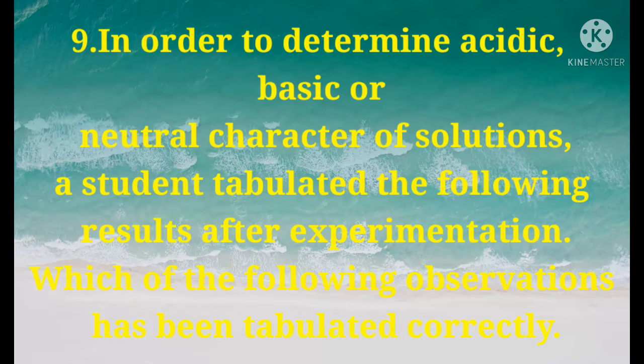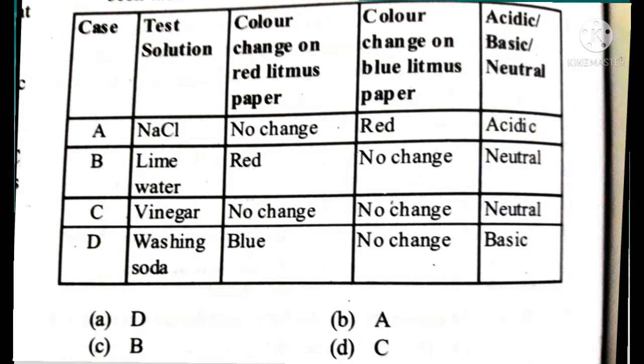In order to determine acidic, basic or neutral character of solutions, a student tabulated the following results after experimentation. Which of the following observations has been tabulated correctly? In Roman letter A, test solution, sodium chloride is given. Sodium chloride is neutral in nature, so it will not cause any change in blue litmus or even red litmus paper. So it is neutral in nature.